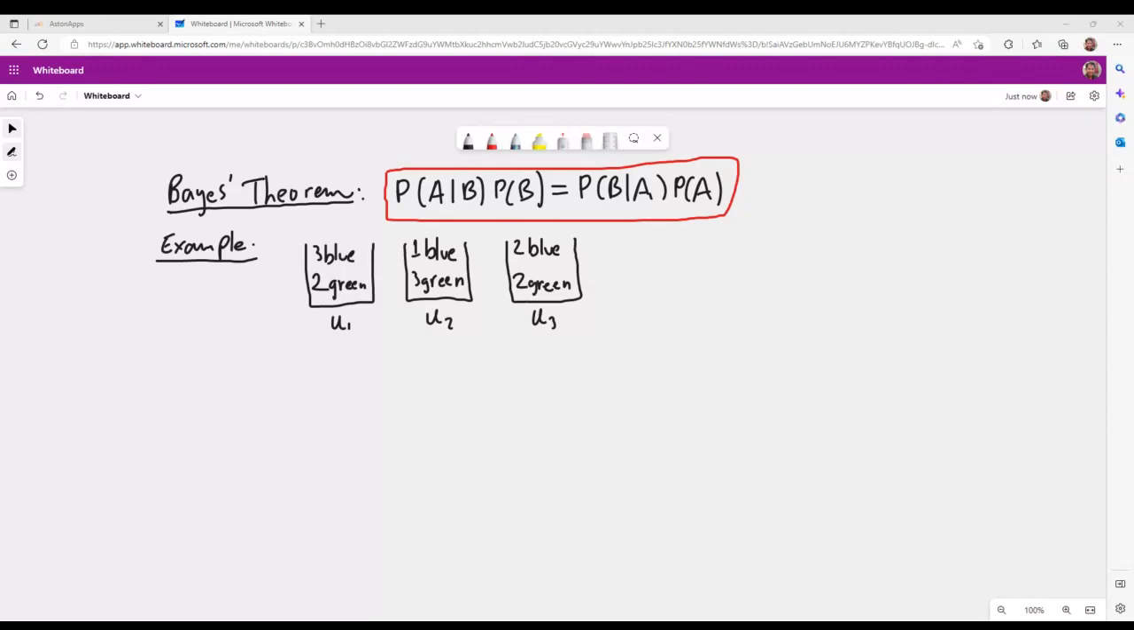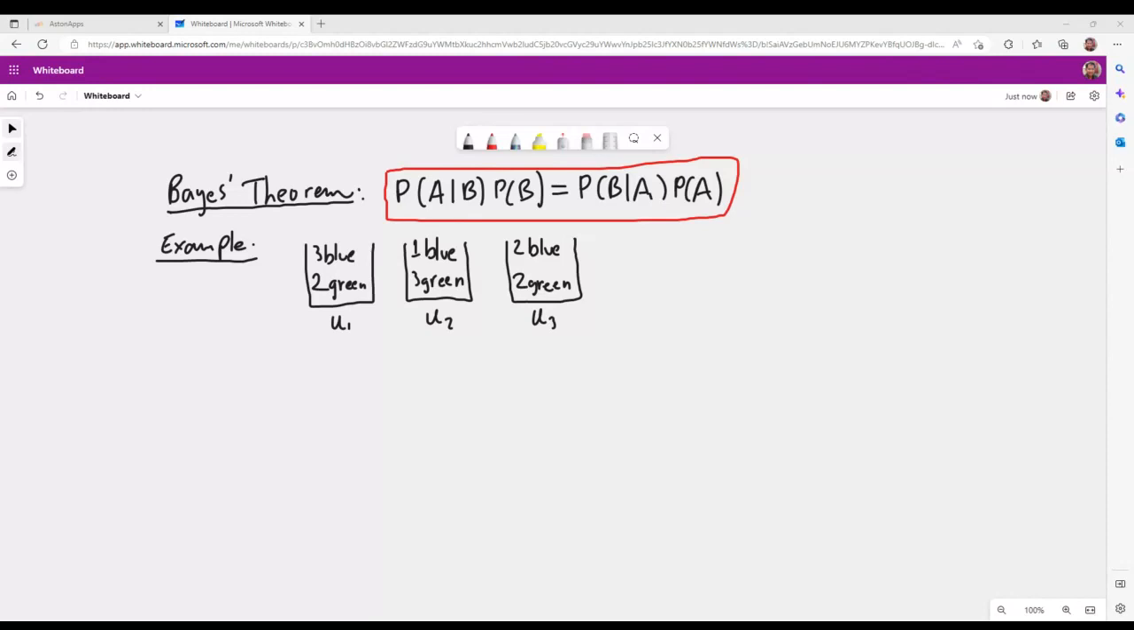And in formula form, it tells us that the probability of occurrence of event A given the occurrence of event B times the probability of occurrence of event B is equal to the probability of occurrence of event B given the occurrence of event A times the probability of occurrence of event A. So to see this theorem in action, let's consider one simple example.